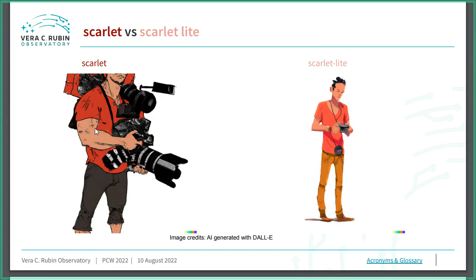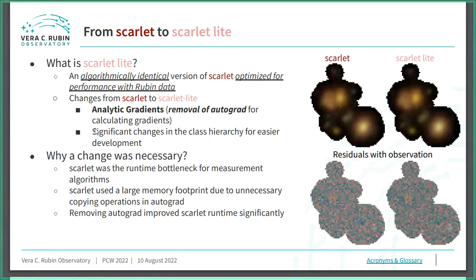And so you can think of Scarlet as, if you have a lot of instruments, you need this big bulky guy that can carry all this stuff. But if you just have a single instrument and all of your data's been reprojected to the same frame, you can get away with this much skinnier person that doesn't need to carry as much. So Scarlet Light is algorithmically identical to Scarlet.